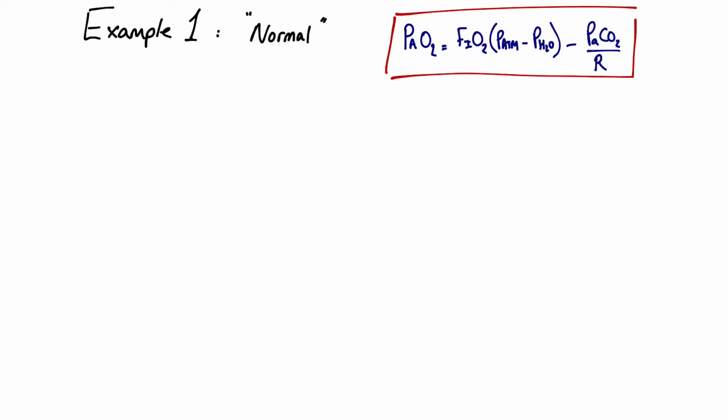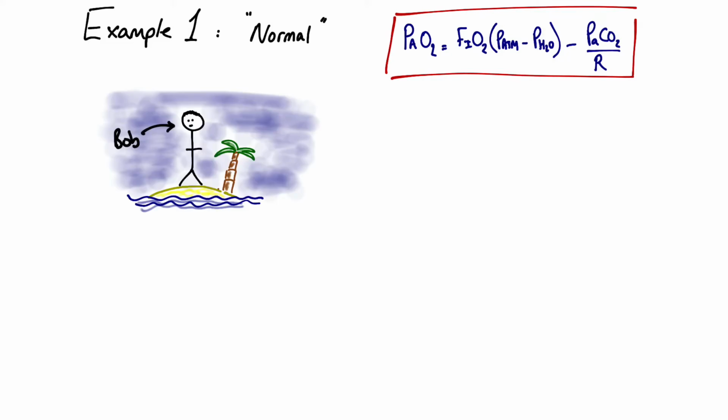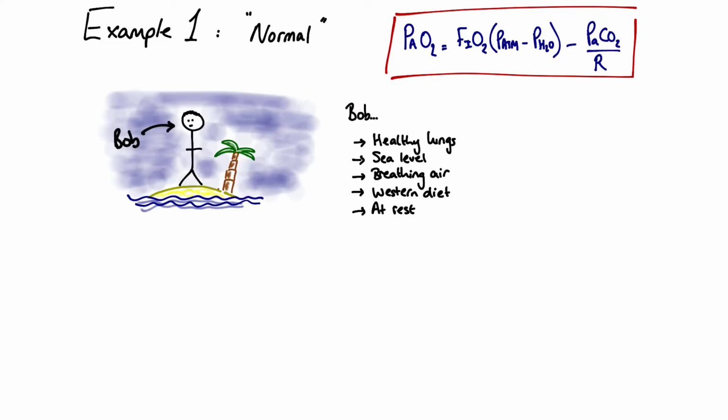So let's look at a real-world example and put some numbers in. We'll start with normal. So we've got the alveolar gas equation here. Our first normal example is a patient called Bob. The assumptions made about Bob are that he has healthy lungs, he's at sea level, he's breathing air, he has a normal Western diet, and he's at rest. With those assumptions, we can plug some values into these figures and start to generate a number for the alveolar partial pressure of oxygen.